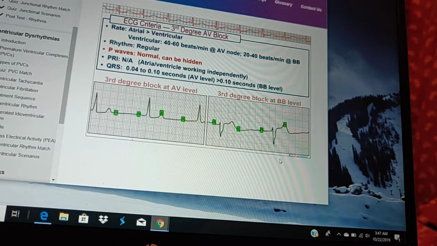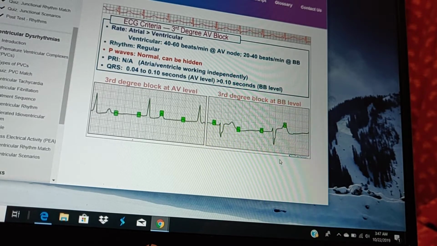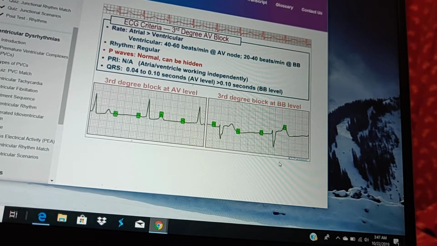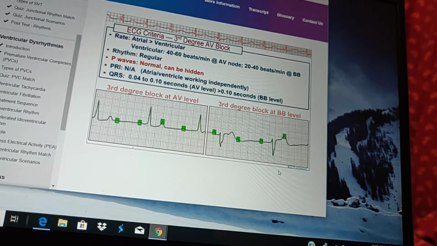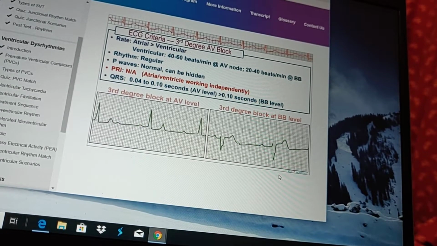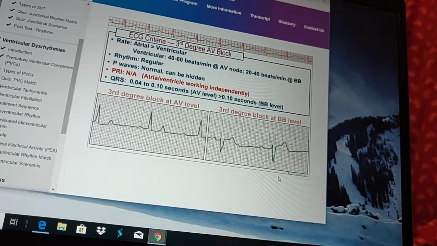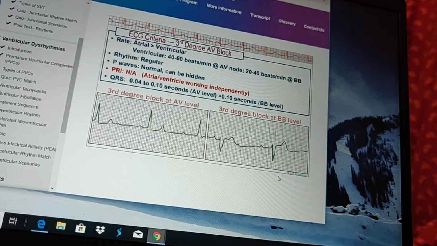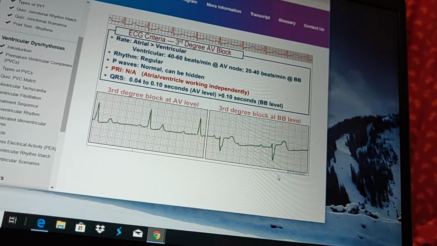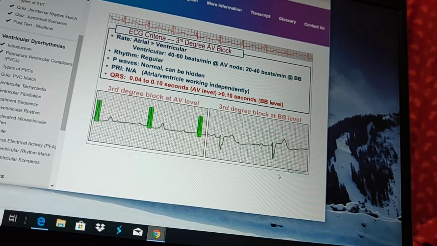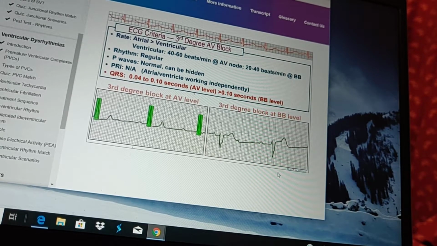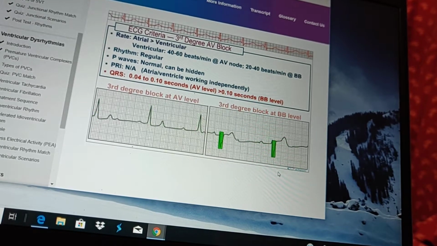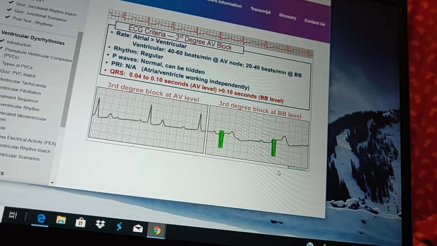P waves: normal in size and shape. There is no relationship between the P's and the QRS's. P waves can also be hidden within QRS and T waves. PR interval: there is no measurable PR interval because the atria and ventricles are working independently of each other, each firing their own pacemaker rate and rhythm. QRS: normal, 0.04 to 0.10 seconds if blocked at the AV node, wide, greater than 0.10 seconds if blocked at the bundle branches.